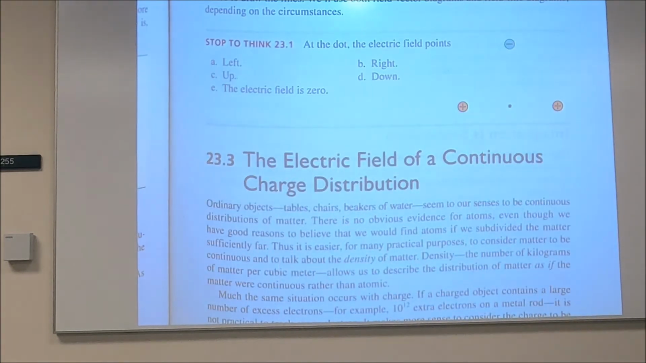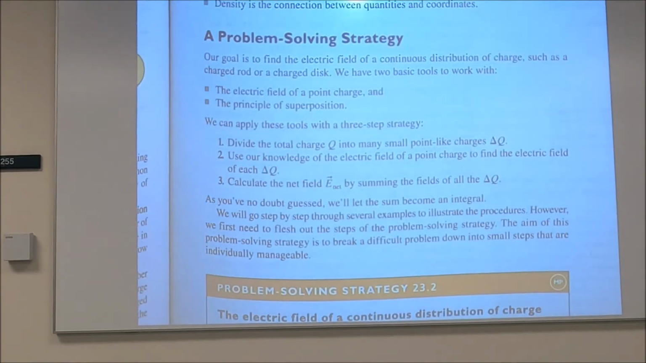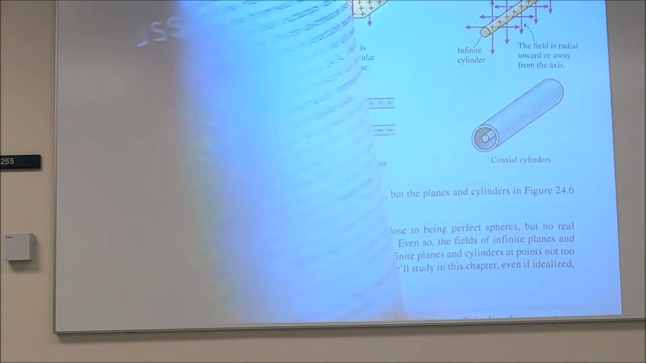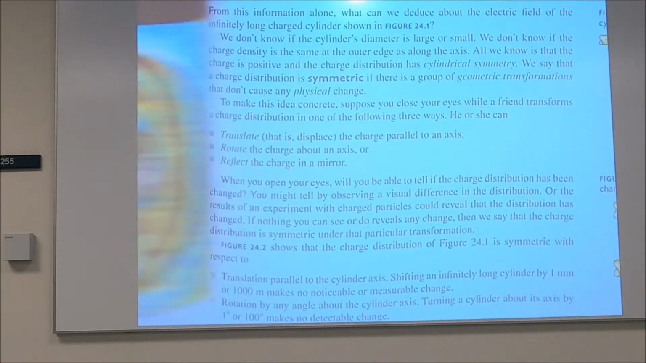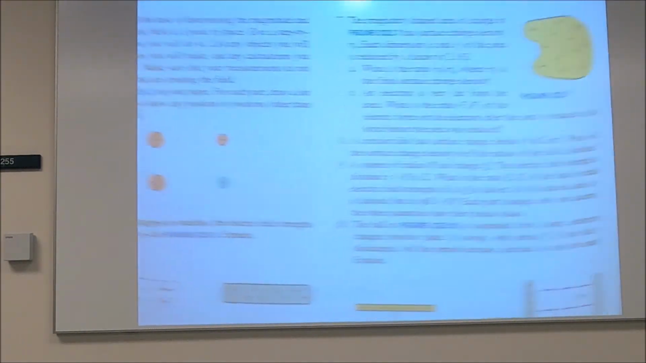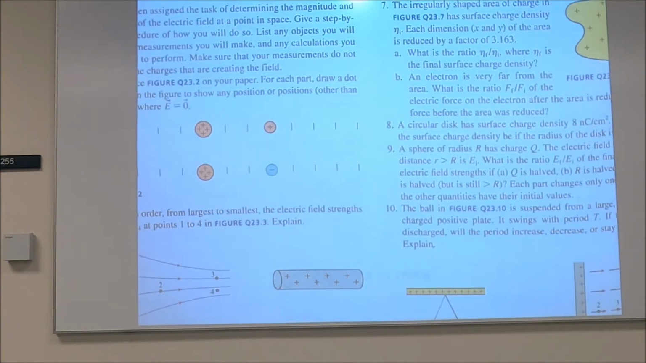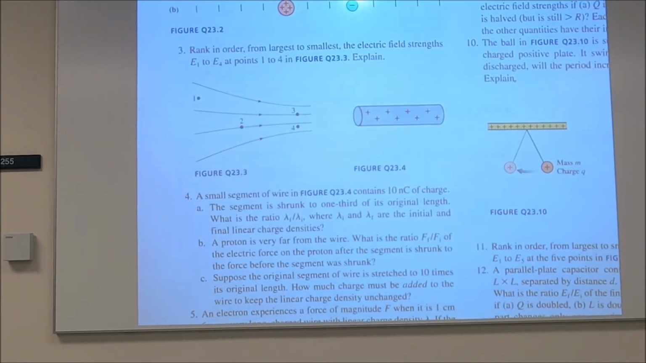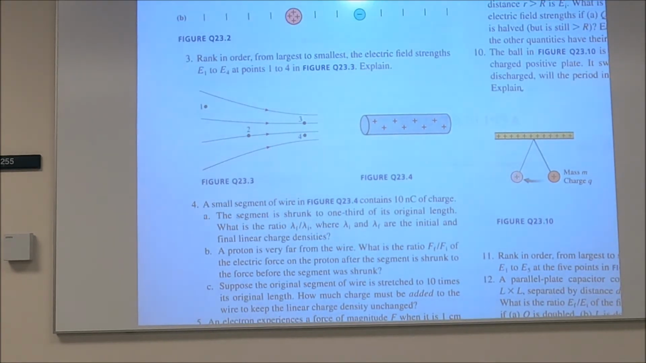Now let's look at the other problem I wanted us to think through. It's a question on page 652, one of the conceptual questions at the end of the chapter. So if I look at problem 3, it says rank in order from largest to smallest the electric field strengths.